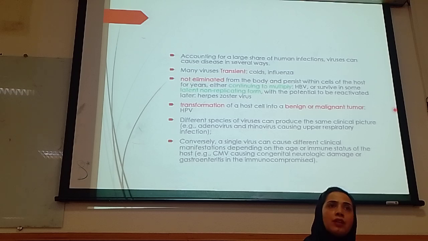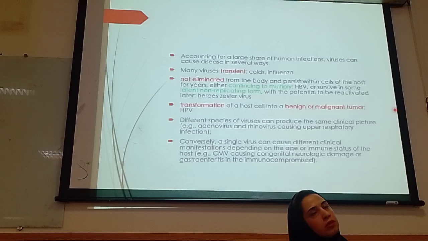Cervical, uterine cervix squamous cell carcinoma, or for example, anal squamous cell carcinoma, or adenocarcinomas of the genital tract. Sometimes different species of viruses produce the same clinical picture. For example, adenovirus and rhinovirus both cause upper respiratory tract infections with the same symptoms. And sometimes one virus can cause different symptoms. For example, cytomegalovirus causes neurologic damage, gastroenteritis, and different symptoms.